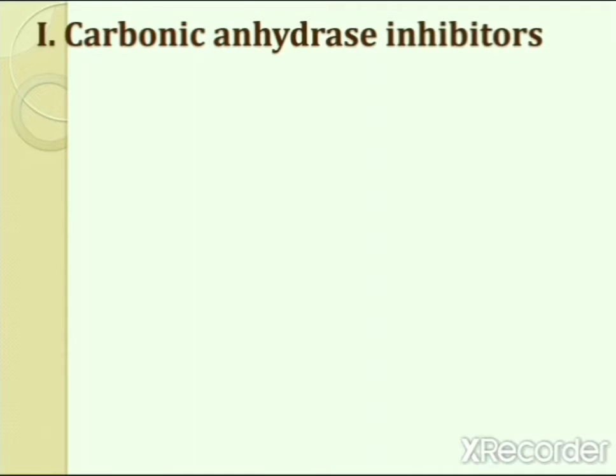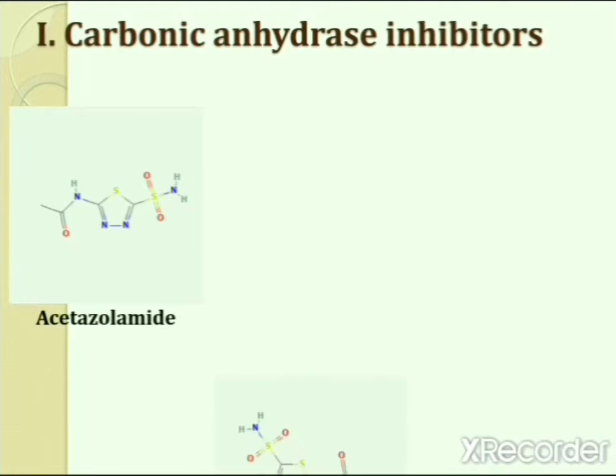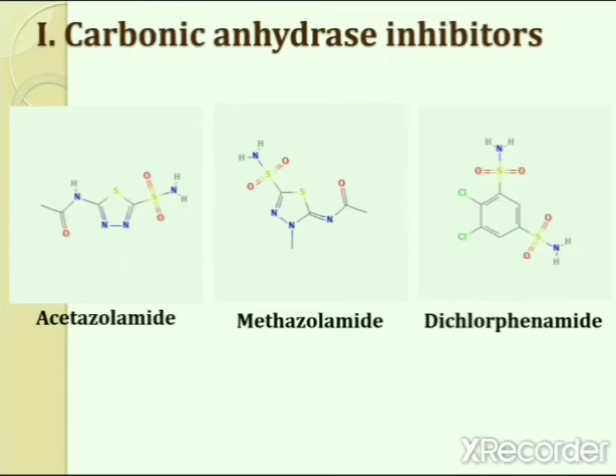First category is carbonic anhydrase inhibitors. These are sulfonamide derivatives that suppress the activity of carbonic anhydrase. Drug candidates in this category are acetazolamide, methazolamide, and dichlorofenamide.